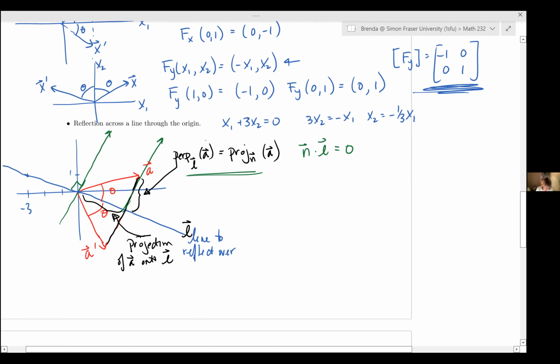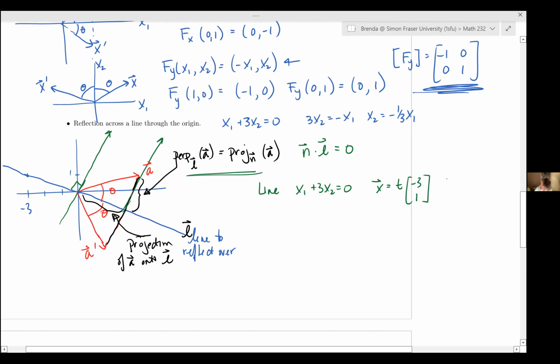I'm going to now try to reflect an arbitrary vector over this line. The line is x1 plus 3x2 equals 0. I'm going to write that line in its vector format. It looks like this. Make sure you can do this. There's the line in this vector format.